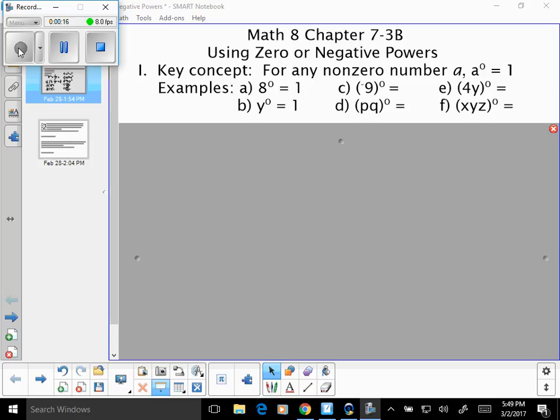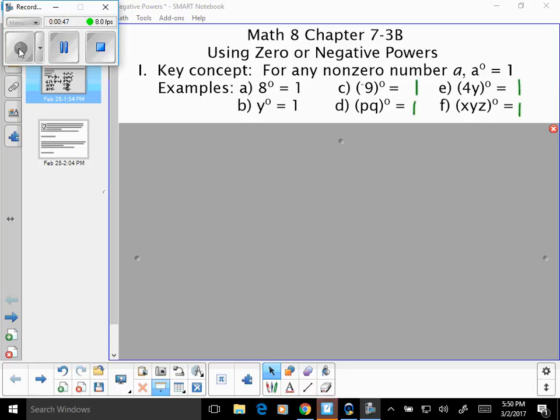One of our key concepts is that for any non-zero number a, if we raise that number a to the zero power, our answer is going to be 1. If you look at example A, 8 to the zero power is 1. Example B, y to the zero power is 1. At this point, hit pause, and you do example C, D, E, and F.